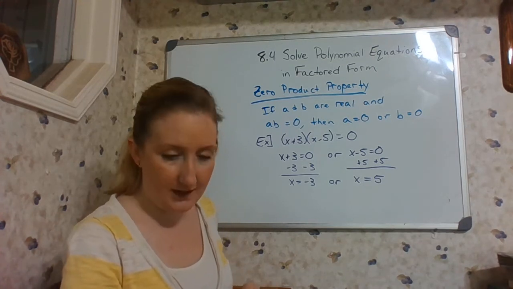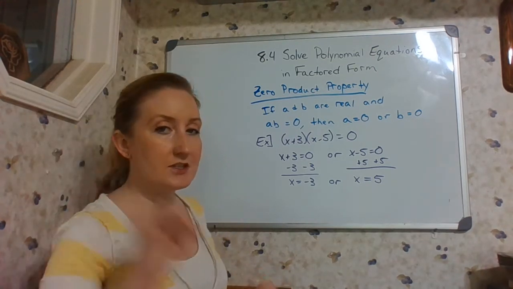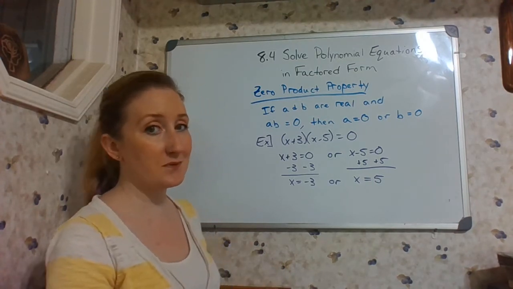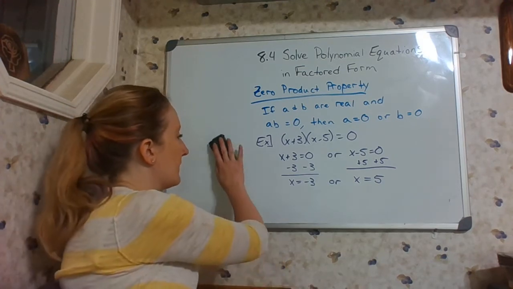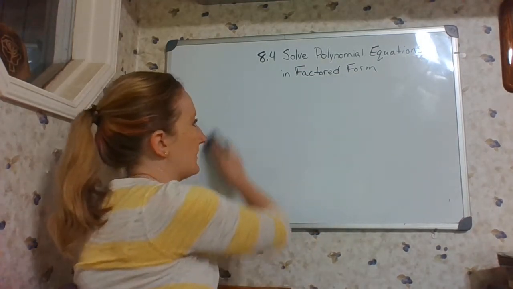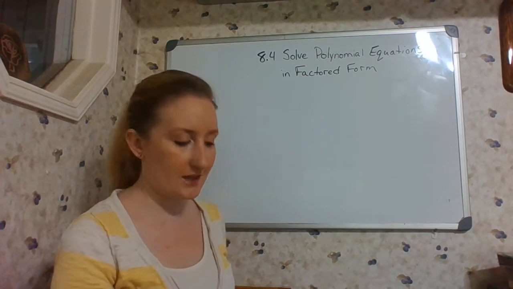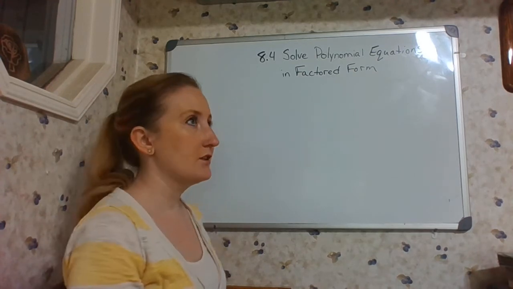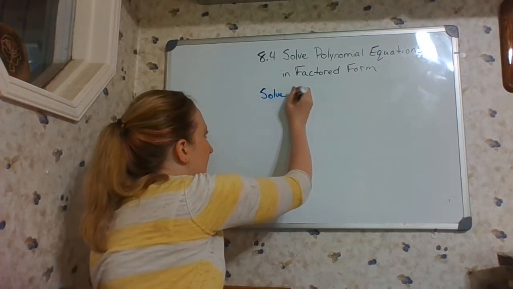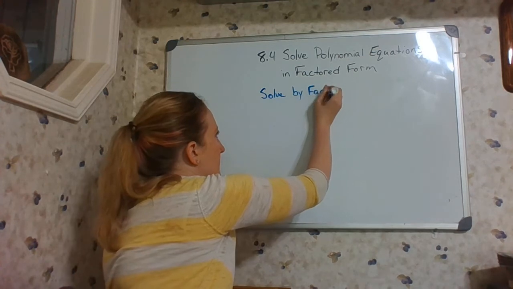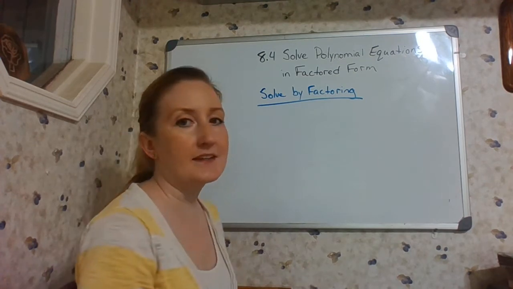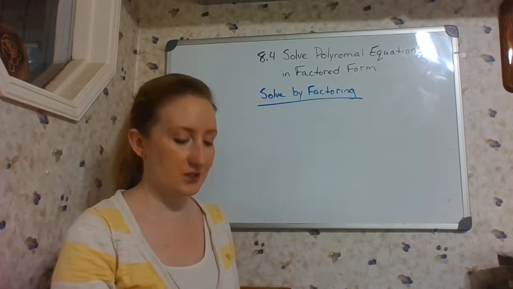So let's go ahead and move on just a little bit, because you're not always going to get these in factored form. It's super nice when they are, but it's not guaranteed. So sometimes you're going to have to factor. And we're just going to do some really simple basic factoring today and not anything too complicated. So in order to solve by factoring, the very first thing we're going to have to do is factor our equation.